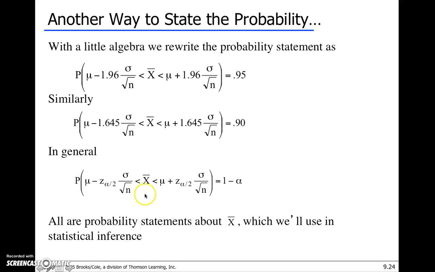In general, the probability that x bar lies between mu minus z alpha over 2 times sigma over root n and mu plus z alpha over 2 times sigma over root n is equal to 1 minus alpha, where alpha, as you learn, is called the significance level. These are all probability statements about x bar, which we will use in statistical inference.